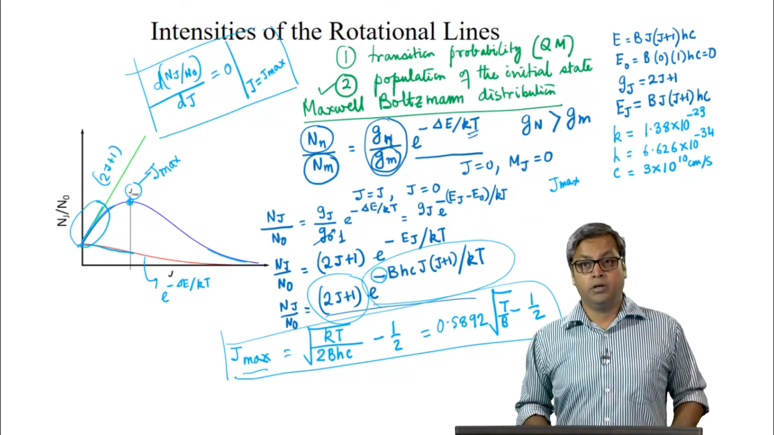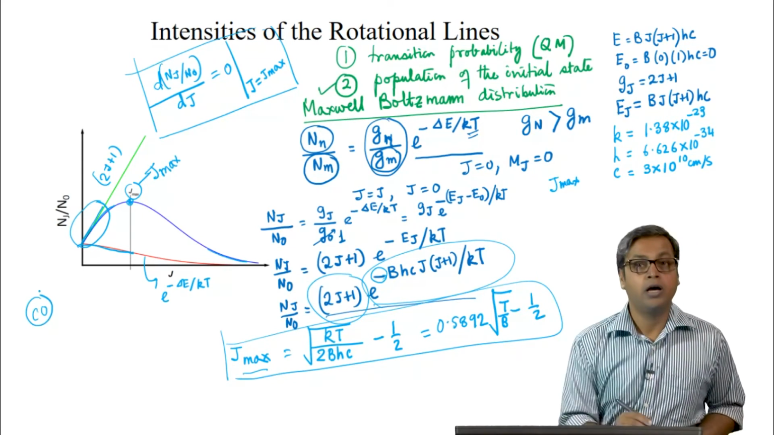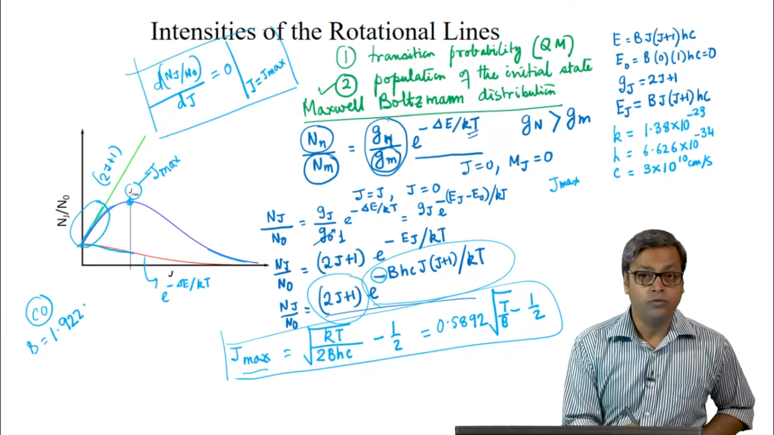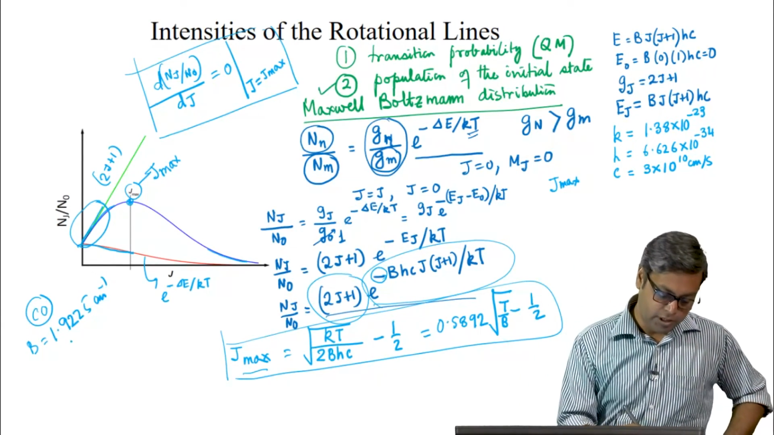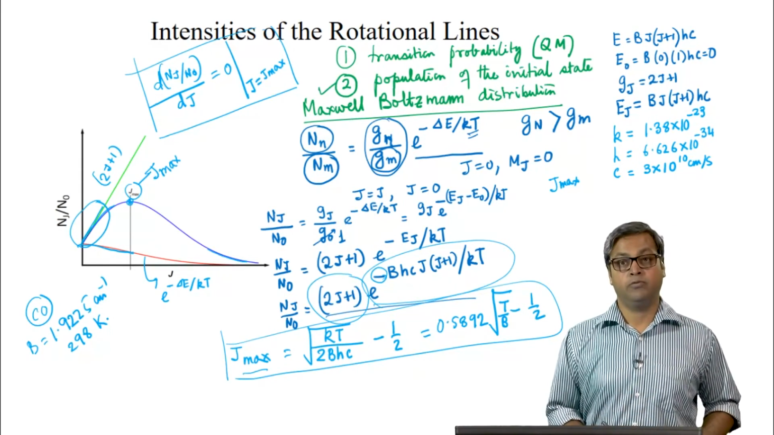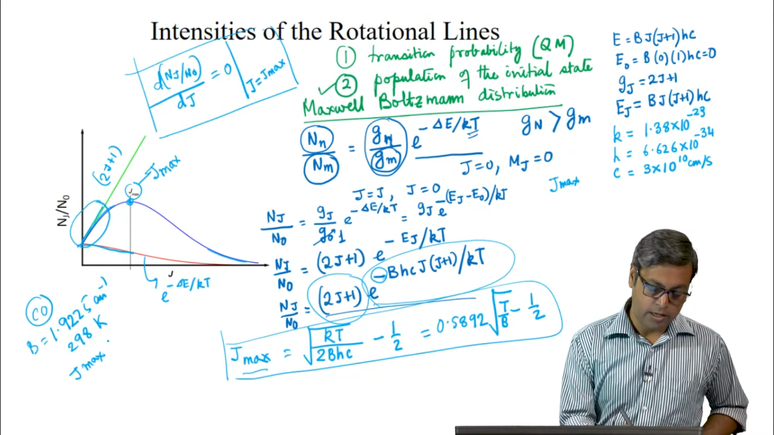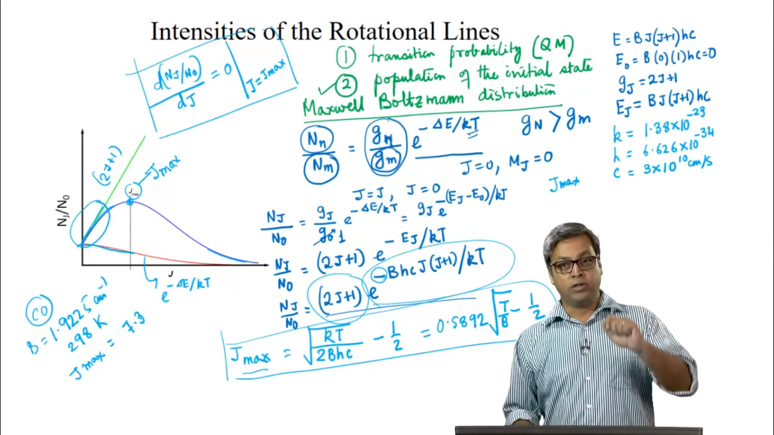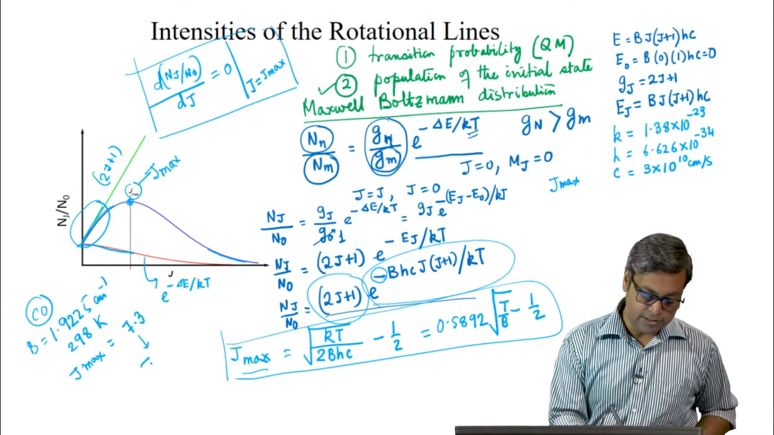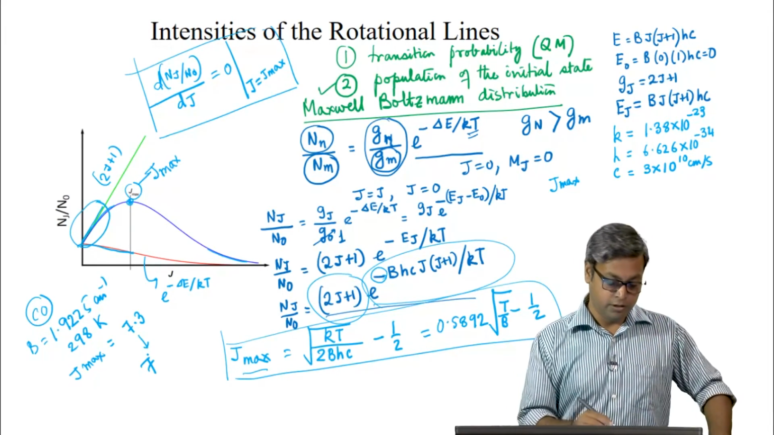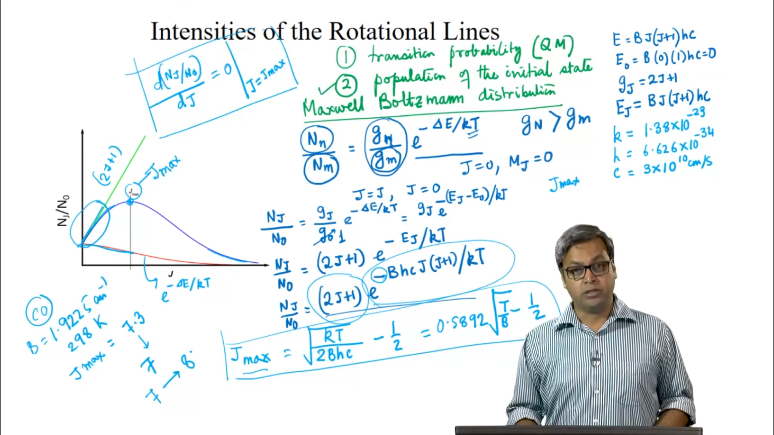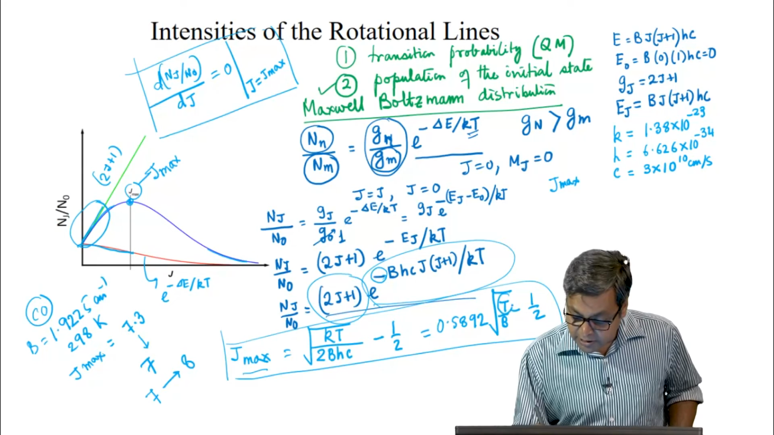So, for example, for carbon monoxide CO, the value of B is 1.9225 centimeter inverse, and this value is at 298 Kelvin. So, if we solve this expression, we will find J max equals 7.3. So, the nearest integral value of 7.3 is 7. Thus, we can say the transition from J equals 7 to J equals 8 will show the maximum intensity. But more importantly, J max depends on temperature.